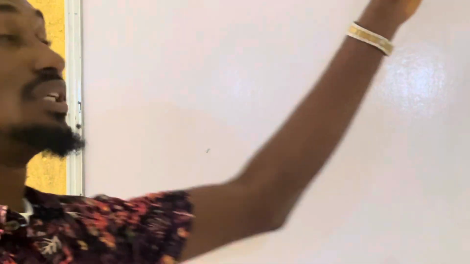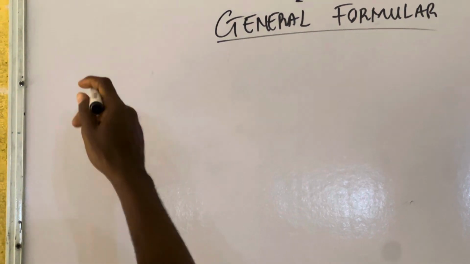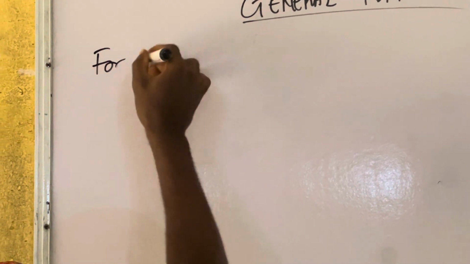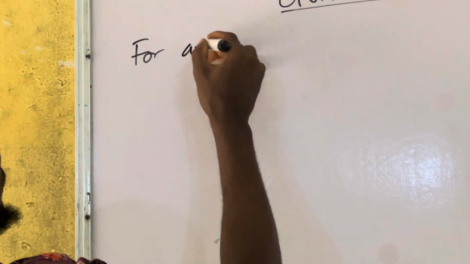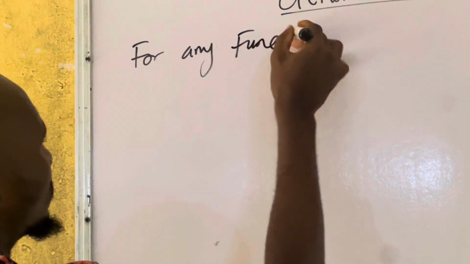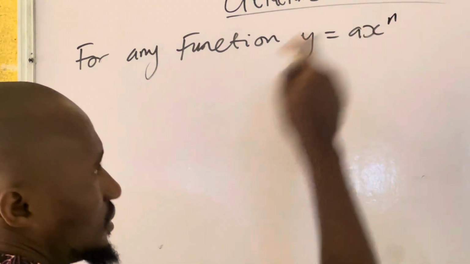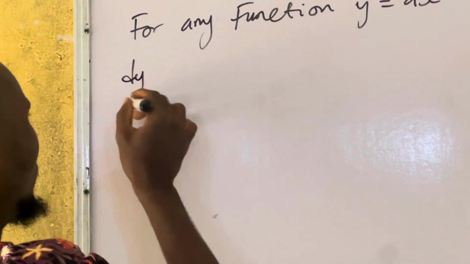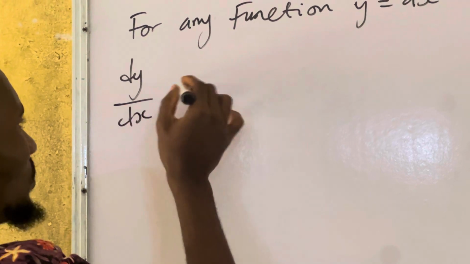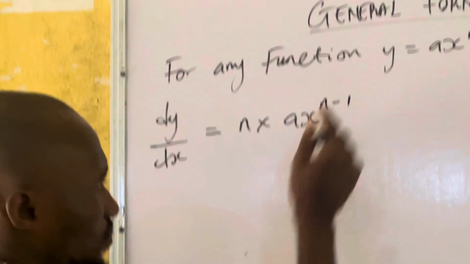So this is the general formula. Do you understand now? So now, for the general formula, for any function of y equal to ax raised to power n, how do you go about this? We say dy/dx will be n times ax raised to power n minus 1.